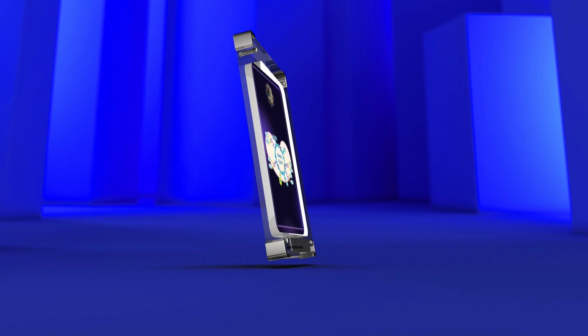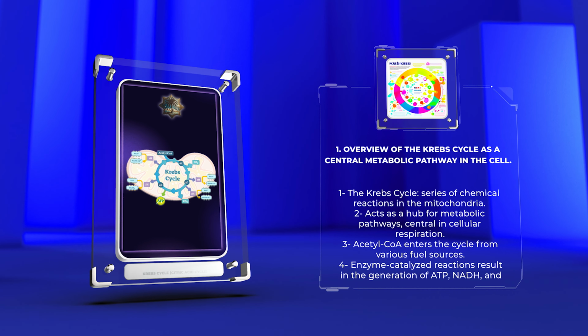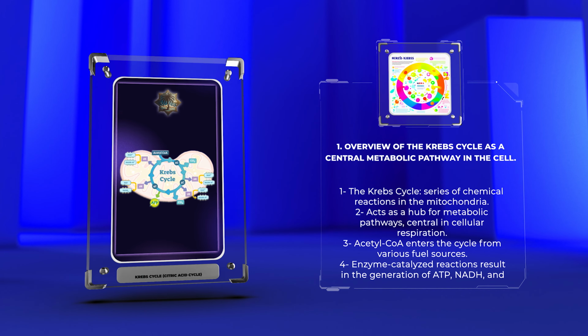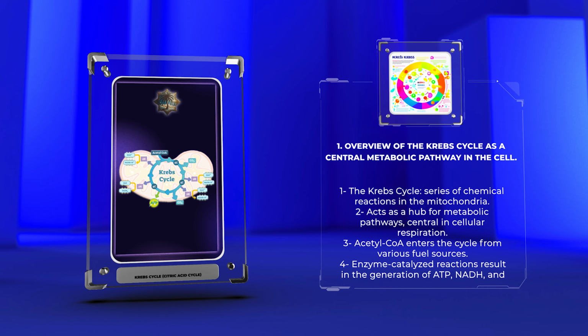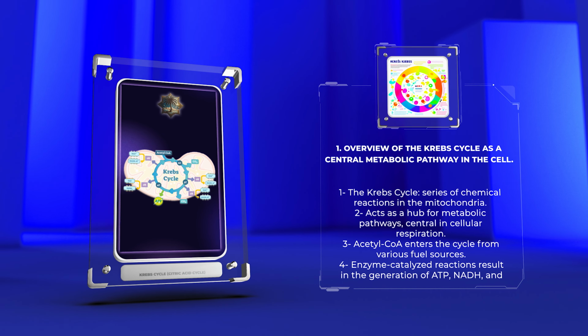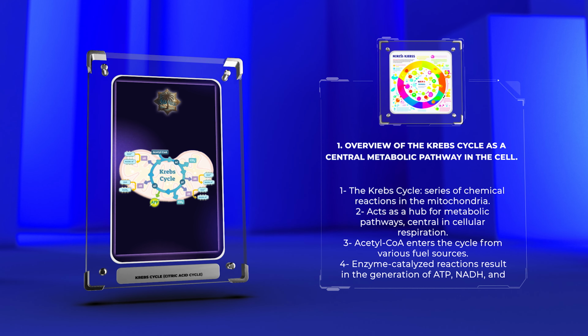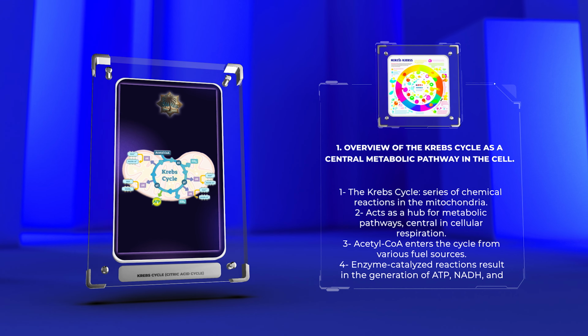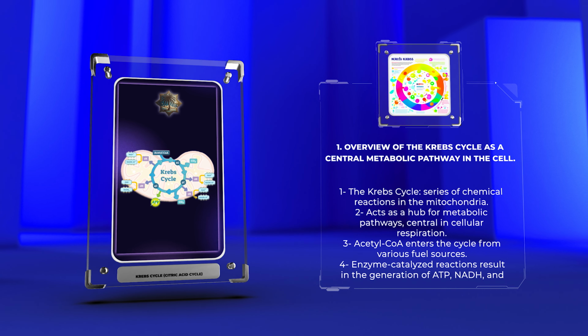The Krebs cycle is a series of chemical reactions that occurs in the mitochondria, the powerhouse of the cell. It acts as a hub for numerous metabolic pathways, playing a central role in cellular respiration. The cycle begins with the entry of acetyl-CoA, derived from various fuel sources such as glucose, fatty acids, and amino acids. The cycle consists of a series of enzyme-catalyzed reactions, which ultimately result in the generation of ATP, reducing equivalents in the form of NADH and FADH2, and intermediates required for biosynthetic pathways. Through these reactions, the Krebs cycle effectively extracts energy from the fuel molecules, facilitating cellular processes and sustaining life.